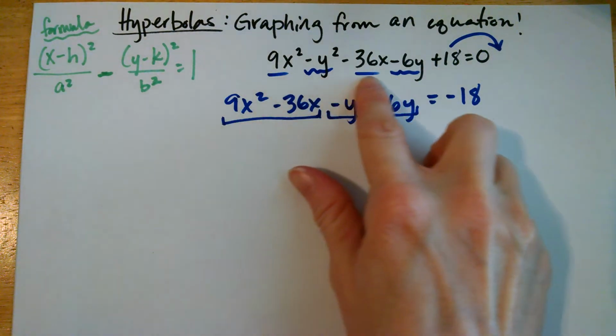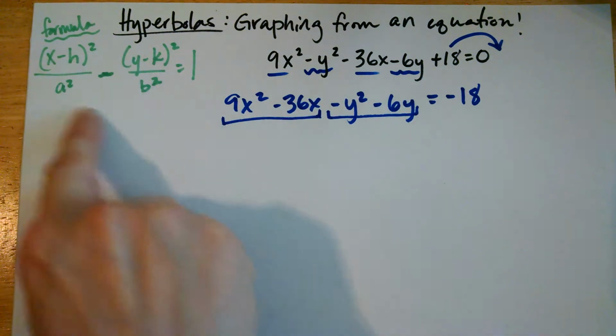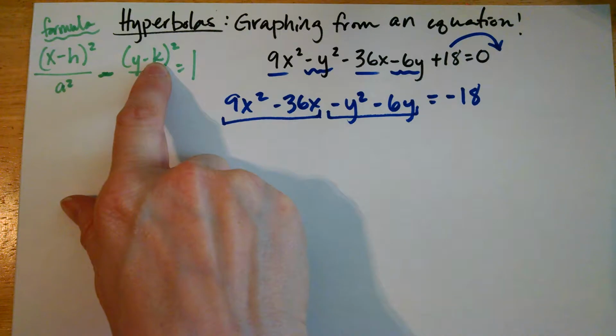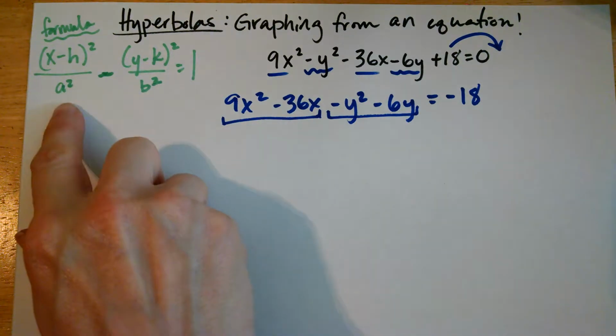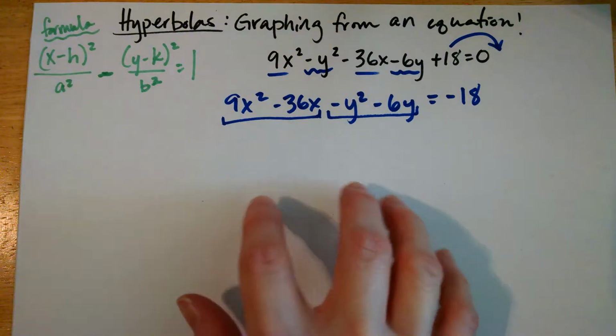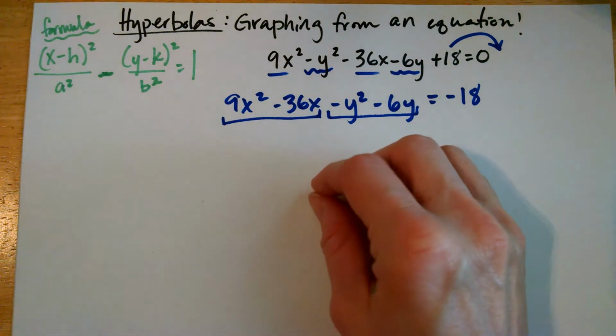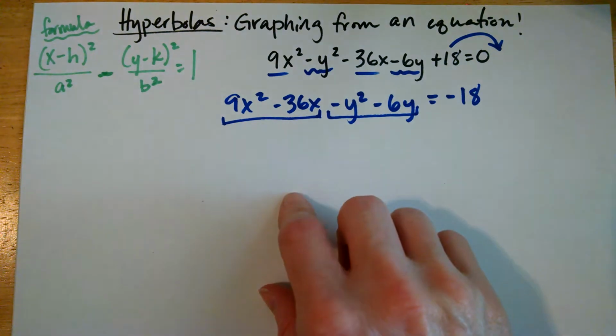Alright, I've already got an equation here. I've kind of mapped it out a little bit, and we want it to look like this formula where h and k represent the center of our hyperbola, and a represents the distance horizontally from our center, and then b will represent the distance we go vertically from our center point.